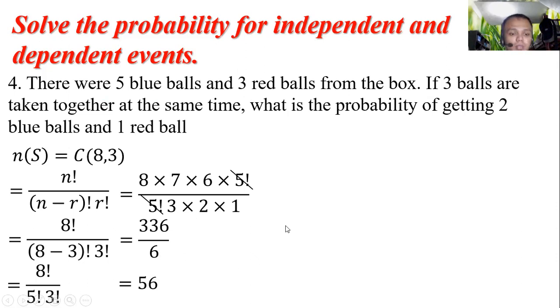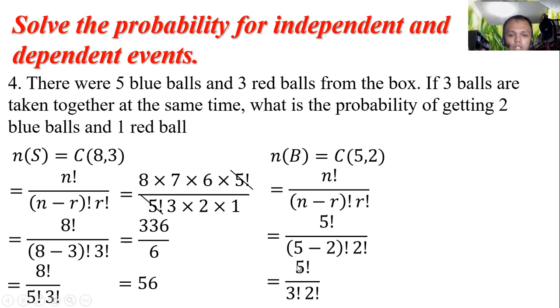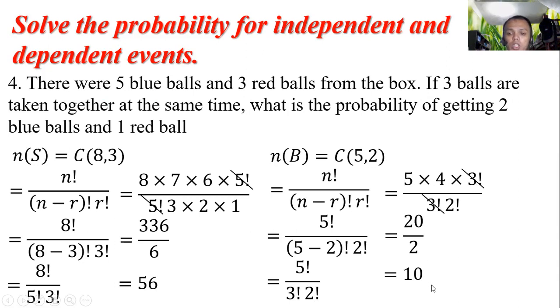Okay, next. That is our sample space. Now for blue balls naman, we have the combination of 5 and 2, no? So 2 balls, bakit naging 2? Kasi 2 balls ang kailangan natin. And then doon sa box, meron tayong 5 blue. So combination of 5 and 2 'yon. Okay? Using the combination here, your n is 5, your r is 2. 5 minus 2, we have 3. So 5 factorial over by 3 factorial times 2 factorial. Expand natin, cancel this out. 5 times 4, we have 20. Divide by 2 is 10. Okay?